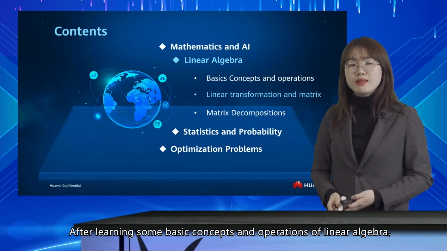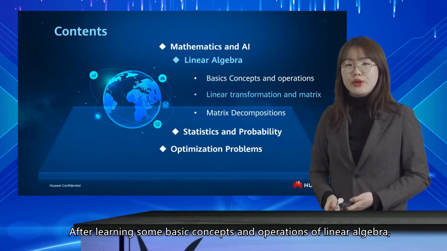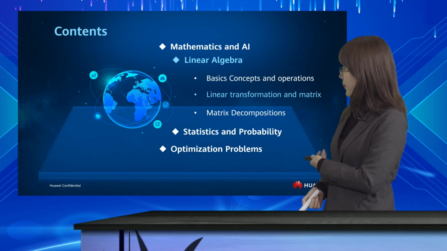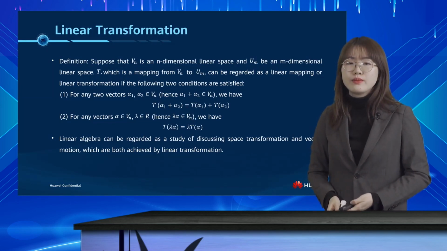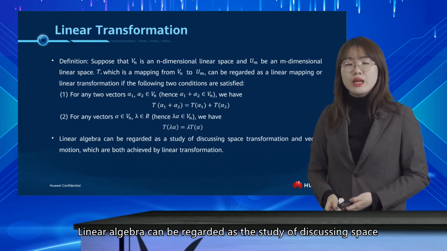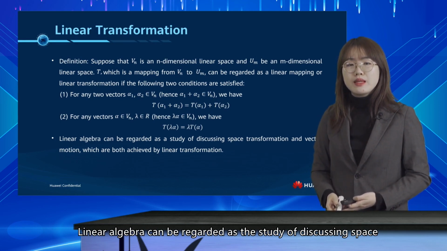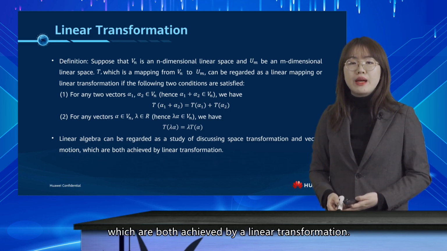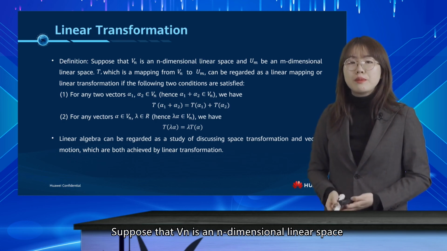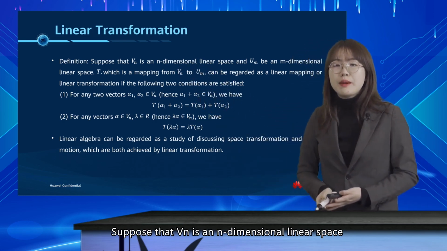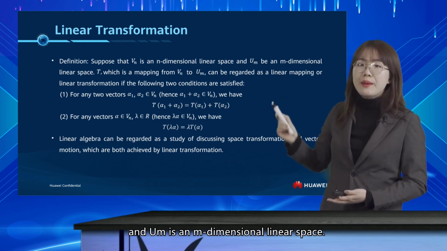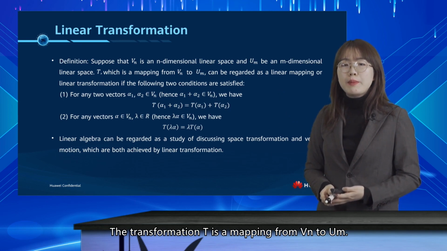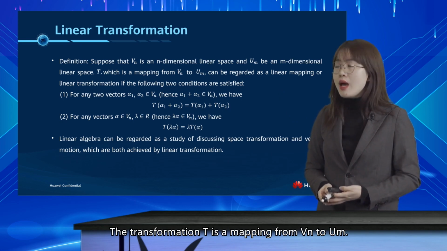After learning some basic concepts and operations of linear algebra, let's see the linear transformation and the metric. Linear algebra can be regarded as the study of discussing space transformation and vector motion, which are both achieved by a linear transformation. Suppose that Vn is an n-dimensional linear space and Un is an n-dimensional linear space. The transformation T is a mapping from Vn to Un.